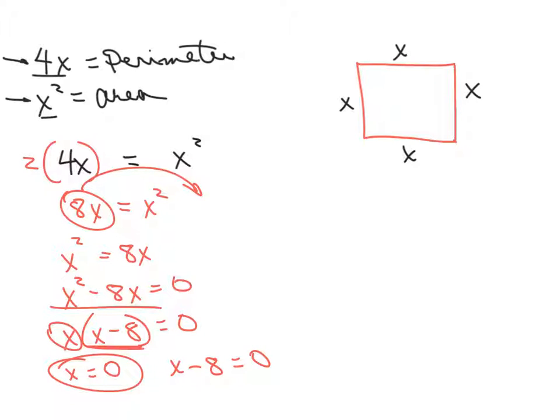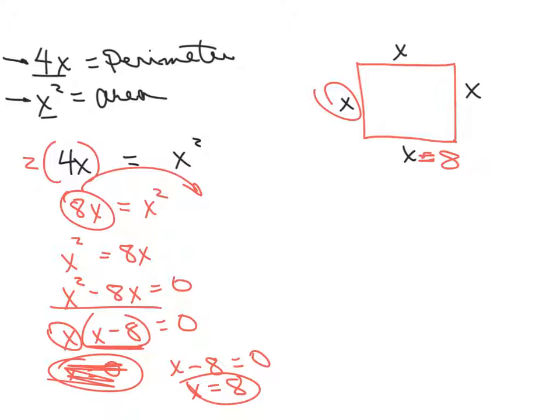Well, if x is 0, I don't have a square, do I? Because I'm saying that these sides are 0. And if there's no length to them, then it doesn't exist. So we're going to throw that one out. If x minus 8 is 0, then x has to be 8, right? So x is, it's supposed to be an equal sign, 8. Let's see if it answers our question.